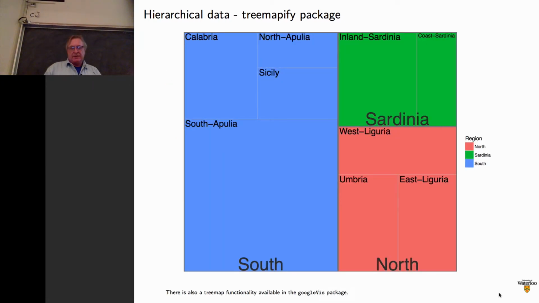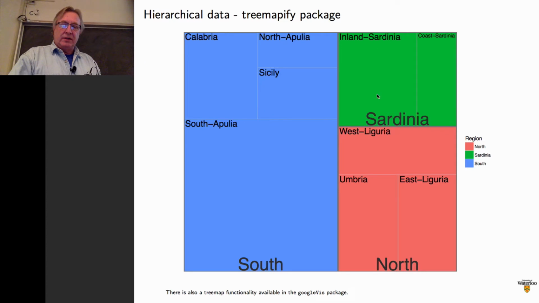And we get this result. And as you see, it's trying to make these things so there's no long, skinny Sardinia here. Sardinia got closer to an aspect ratio of 1 than it had in the previous one, where it was just slicing off one end of the square. So that's what Treemapify is trying to do, is try to get these aspect ratios close to the same. I mentioned here, there's also, if you look at the googleVis package in R, you can also find a Treemap functionality.